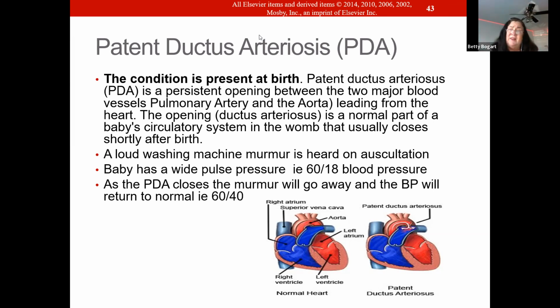So we're having a constant blood pressure reading. Now, an infant at birth, and remember, these are congenital, this is at birth, normal blood pressure is 60/40. When you have a kid who has a patent ductus, it's 60/18. It's called a wide pulse pressure.